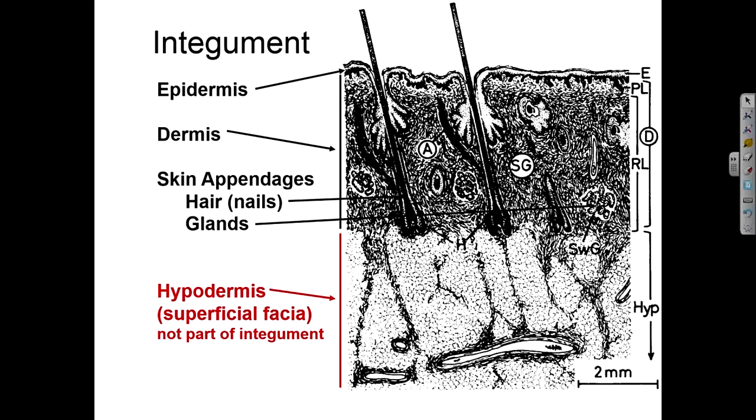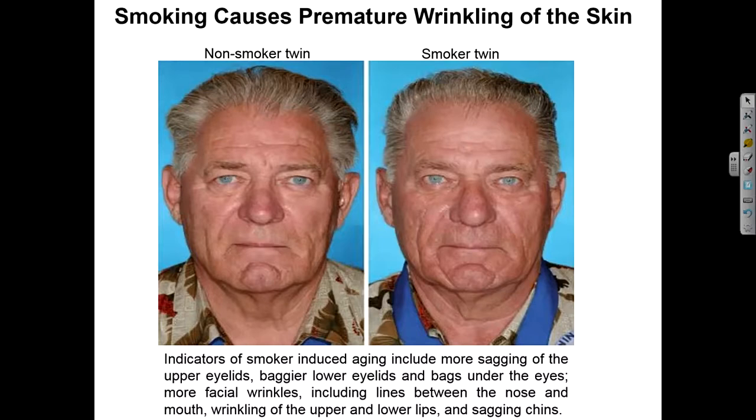Okay, so we looked at how sunlight can damage the skin. Here's two identical twins. One was a smoker and one was a non-smoker. Okay, the smoker doesn't look so good skin-wise. You can see his skin is more crinkled, whereas the non-smoker's skin is a little smoother. And again, all of the compounds ingested with the smoke get into the blood. It also affects the way that the extracellular matrix components of the dermis are deposited. It's more irregular deposition.